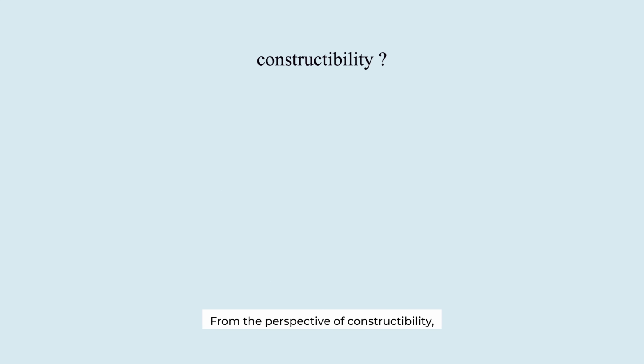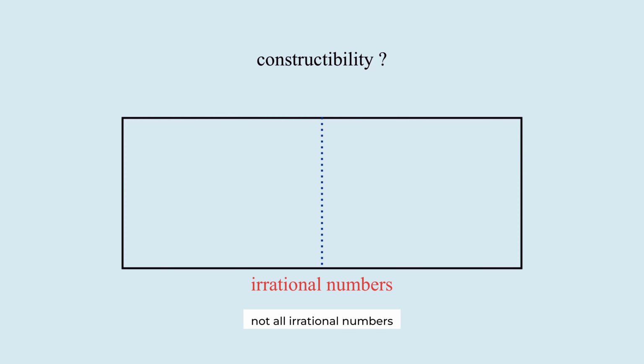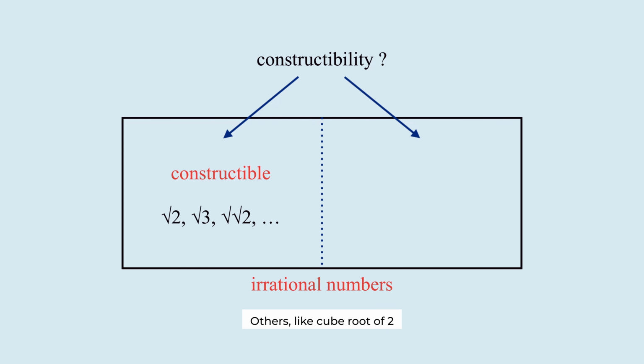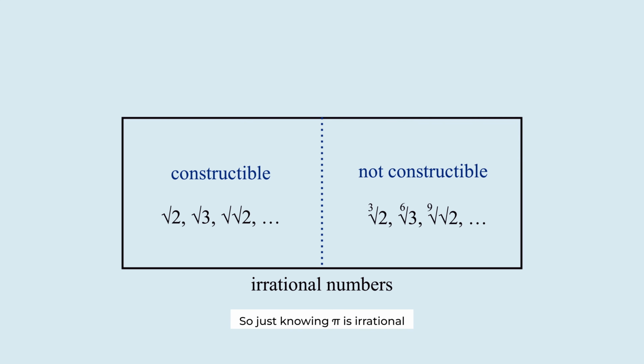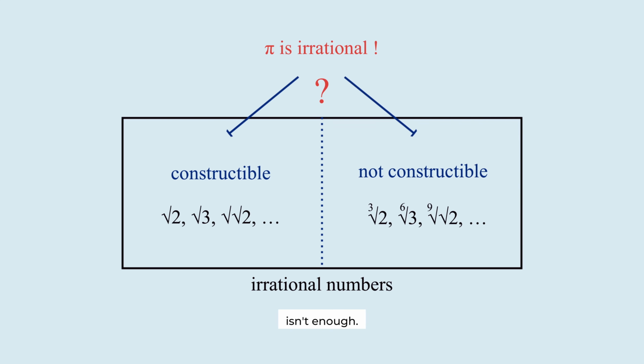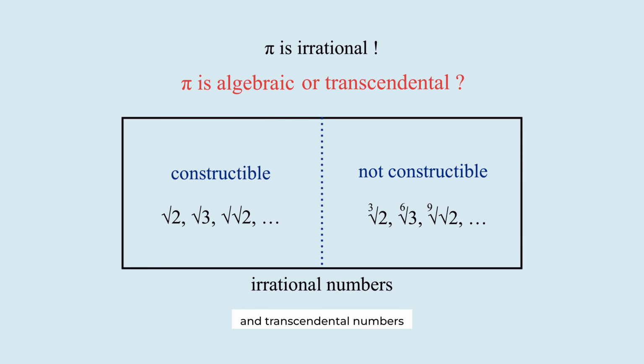From the perspective of constructibility, not all irrational numbers are the same. Some, like square root of 2, are constructible. Others, like cube root of 2, are not. So, just knowing pi is irrational isn't enough. We need to dig deeper. And this is where algebraic numbers and transcendental numbers come into play.